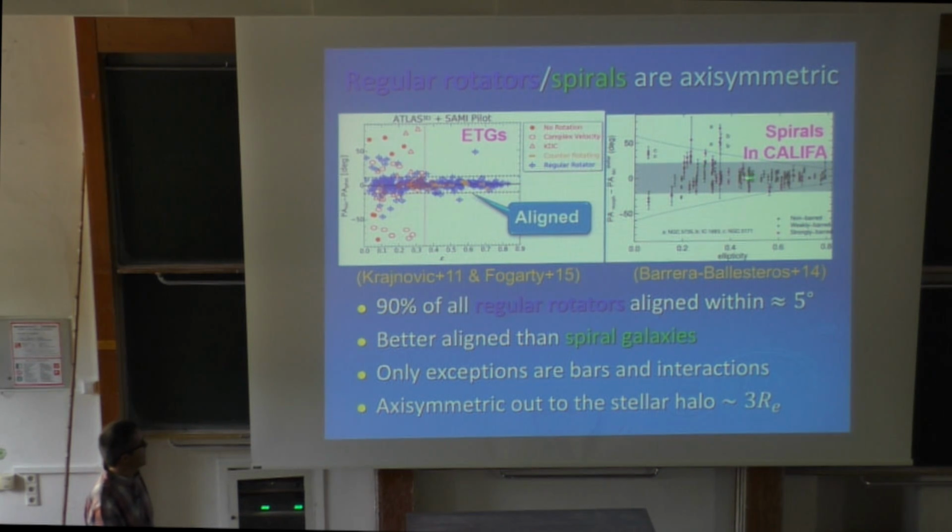So this shows you that early-type galaxies, regular rotators, are as axisymmetric as spiral galaxies out to their stellar halo. This is not a characteristic of the center part, given that the photometry is measured out to three half-light radii. So this means that they are axisymmetric out to their stellar halos.